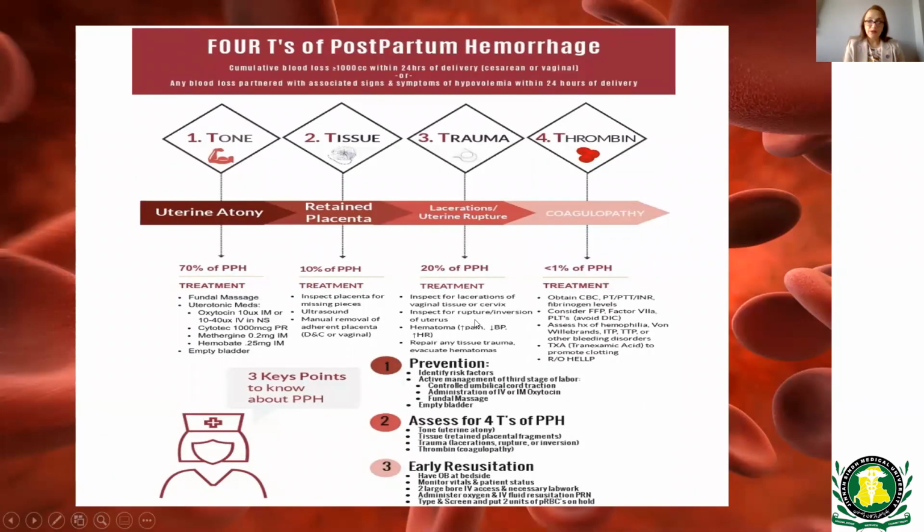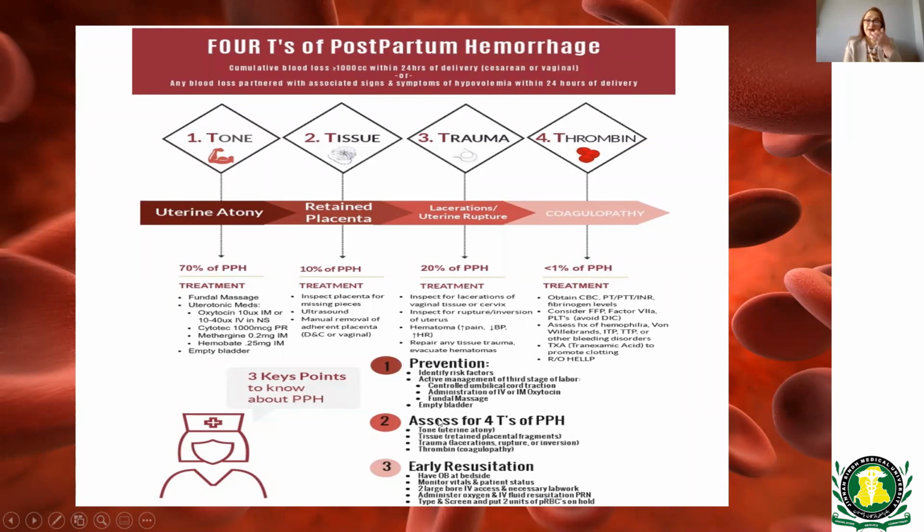Okay, so early resuscitation is the key. Have the OB at the bedside, monitor the vitals and patient status, 2 large bore IV access, cannula and necessary lab work, administer oxygen, administer IV fluid, resuscitate, type and screen, and put 2 units of PAC RBCs on hold. So the 3 key points to know about postpartum hemorrhage are prevention, assess for the 4 T's, and early resuscitation.